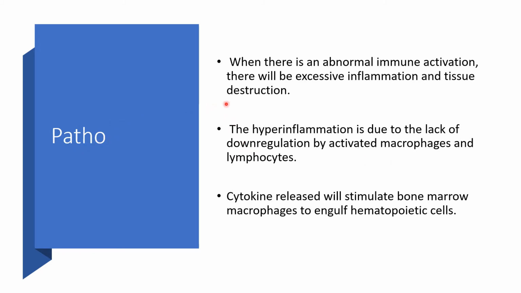Pathophysiology. When there's an abnormal immune activation, there will be excessive inflammation, and of course, that will be followed by tissue destruction. The hyperinflammation is due to lack of downregulation by activated macrophages and lymphocytes. The cytokines released will stimulate bone marrow macrophages, and that will lead to engulfment of hematopoietic cells.